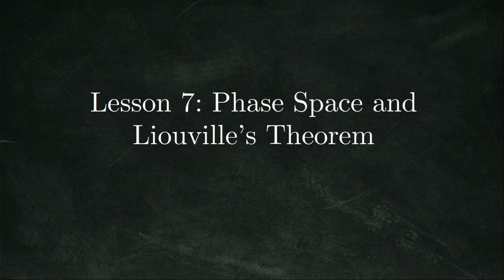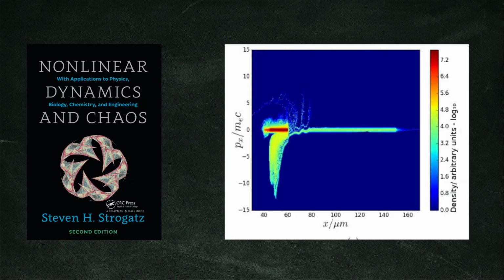Now, why is this useful? This is really useful for trying to get information from really complicated systems that have lots of particles or where the system isn't solvable analytically. On the left here is an excellent book called Nonlinear Dynamics and Chaos, and this whole book is about how to get information from complicated equations of motion that you can't solve, but by plotting things in phase space, you can get some information out and you can get some understanding of the dynamics of the system.